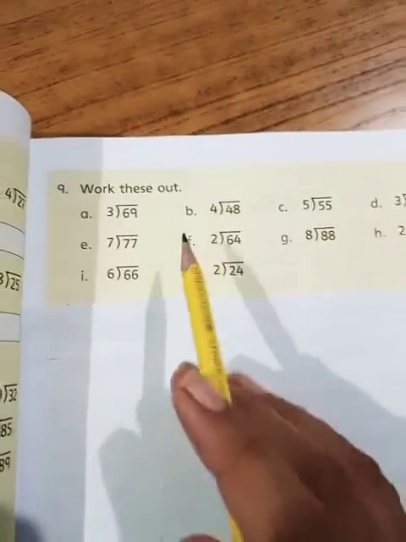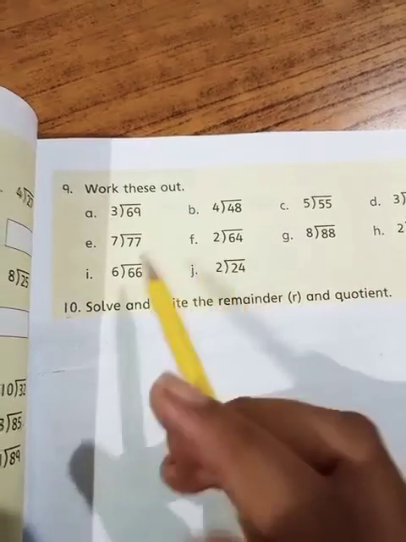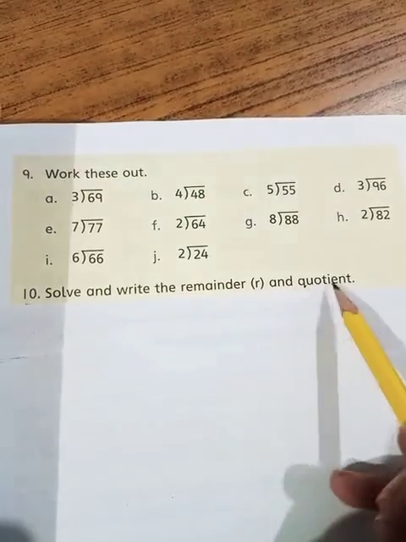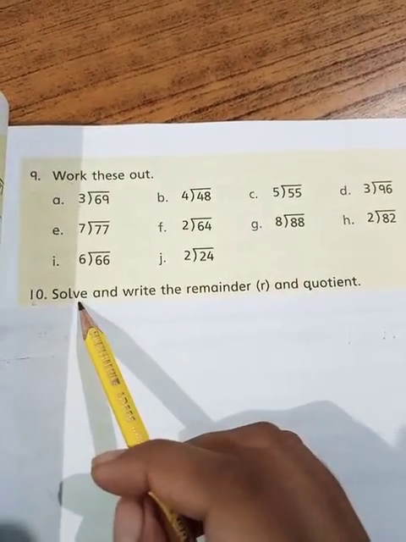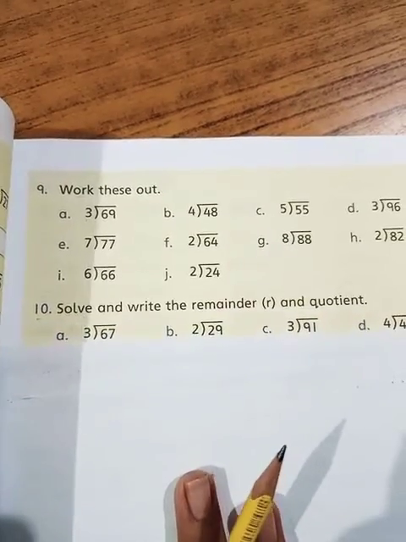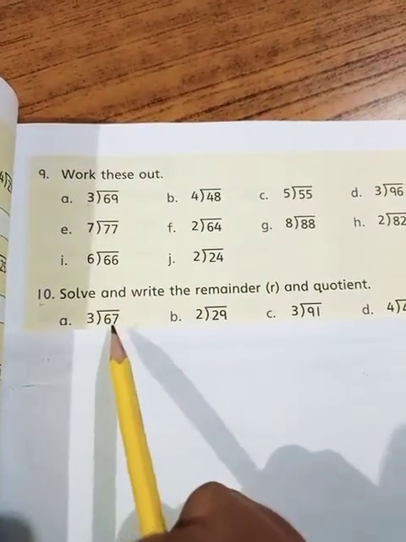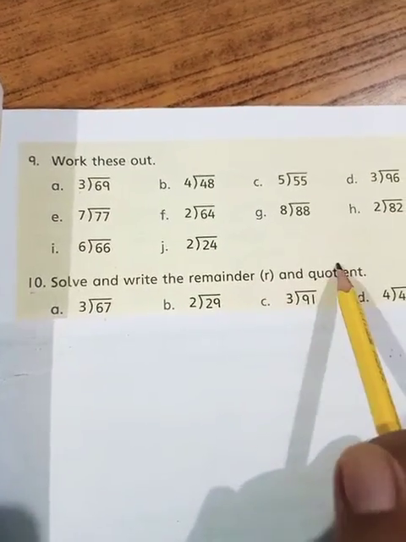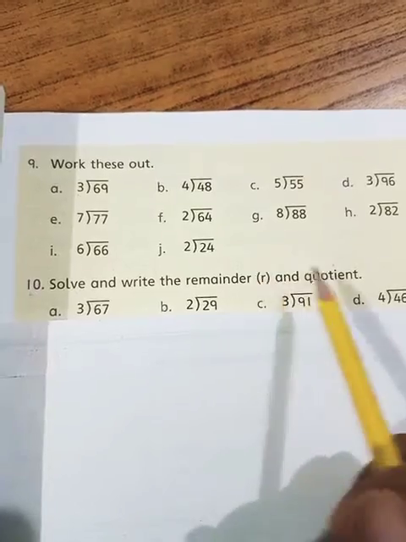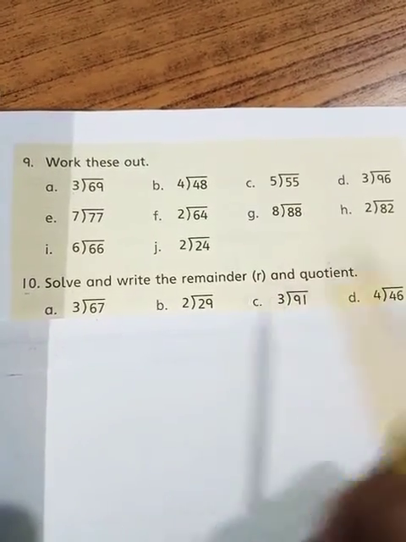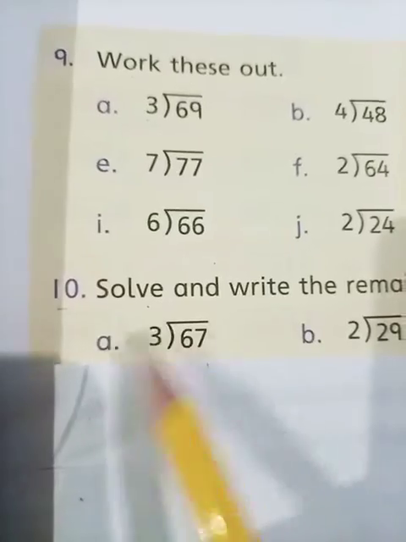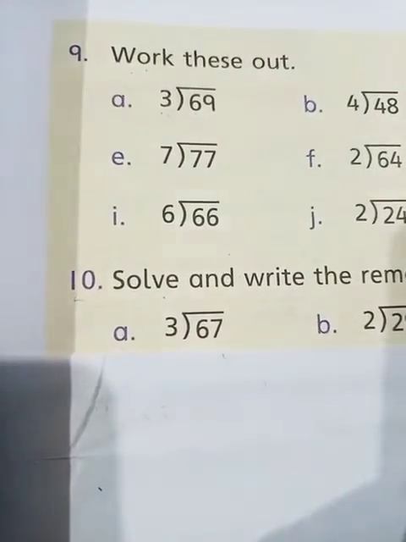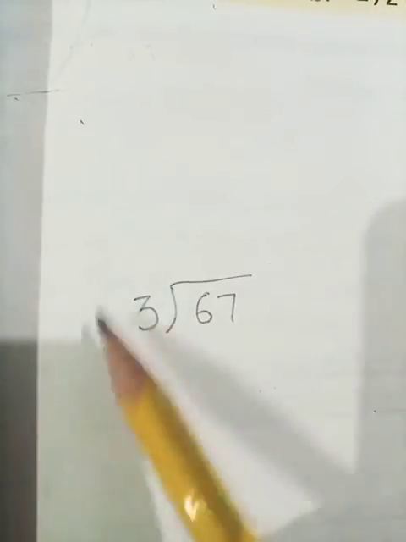Okay, now let's come to the next question, that is question number 10. Solve and write the remainder and quotient. We are going to solve all the division questions first. Firstly, we will solve the division process, and then we will write the remainder and the quotient, as we know the process of writing quotient and remainder. Okay, here is my first part A, 67 divided by 3. So students, I have written my question here.